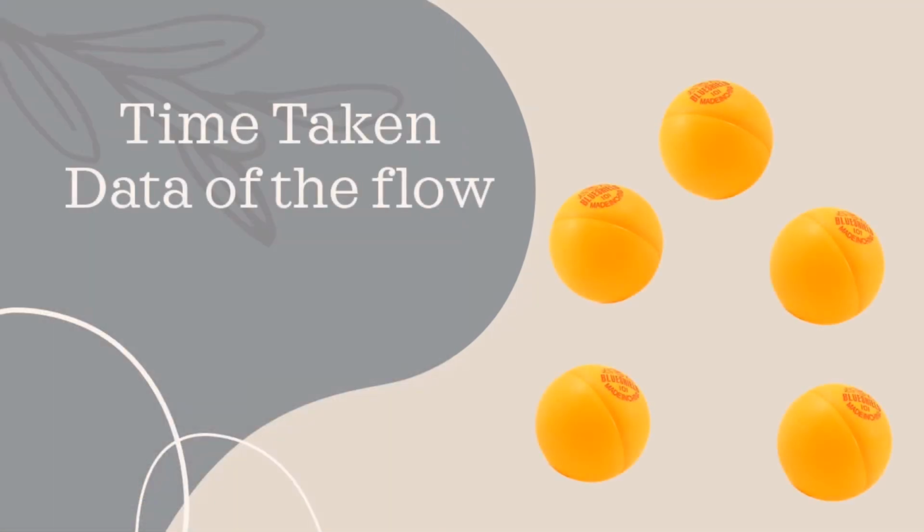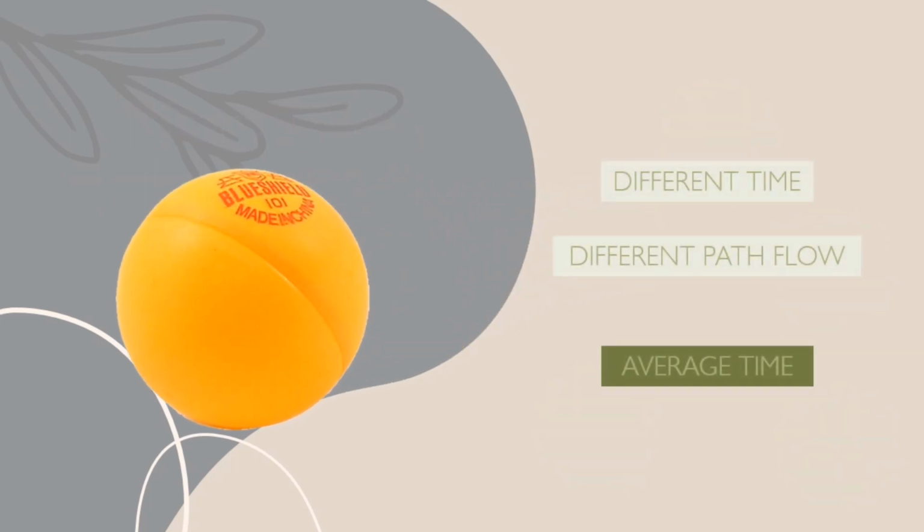Time taken data of the flow. The tools that we use to take the data are a timer and also ping pong balls. The ping pong balls that we use are 5 ping pong balls. The time taken of the flow must be taken as we want to know the velocity of the flow of the river. By releasing all of the 5 ping pong balls, we observe that there are different times and also different flow paths along the river. From all of this time information, we get the average time, as we want to know the ideal time of the flow of the river.